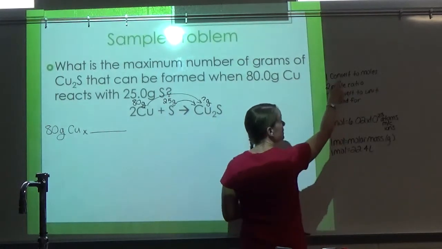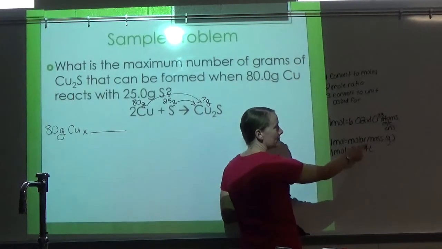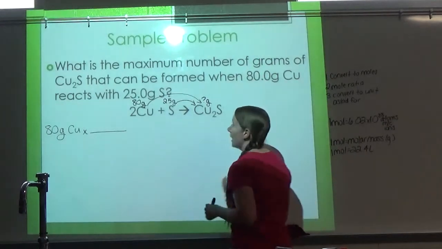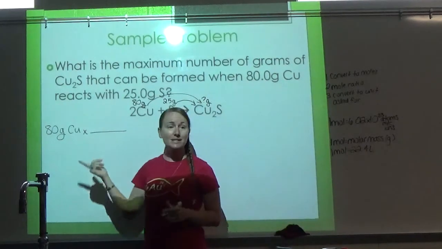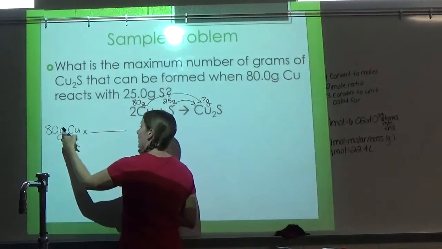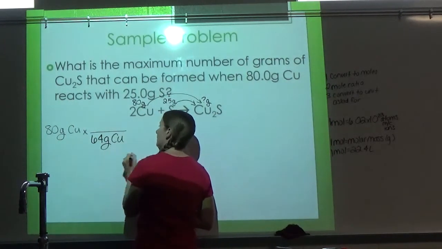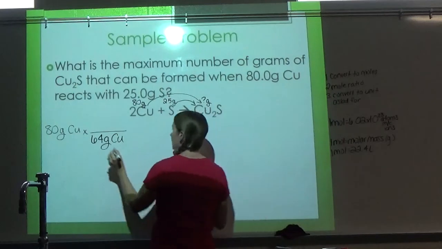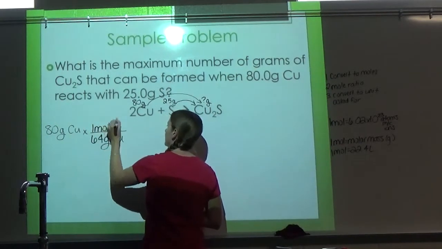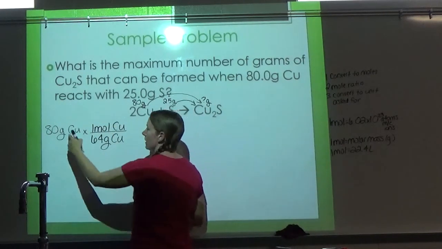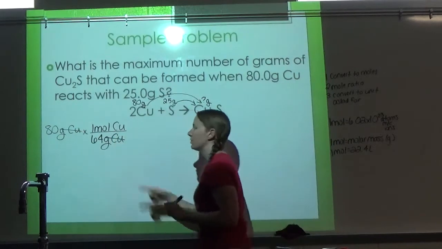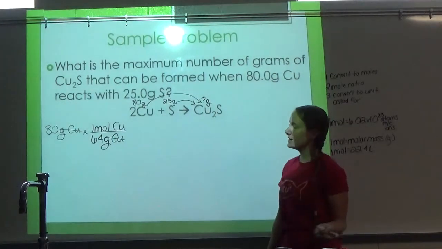So step 1 is convert to moles. I have grams, so I'm going to use molar mass. Copper on the periodic table is about 64. So I follow my golden rule and I put my 64 grams on bottom, and molar mass always equals 1 mole. So I put my 1 mole on top. All right, so my grams cancel. And remember, 64 just came off the periodic table.